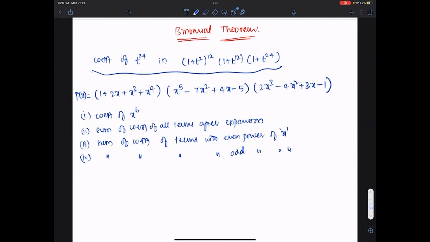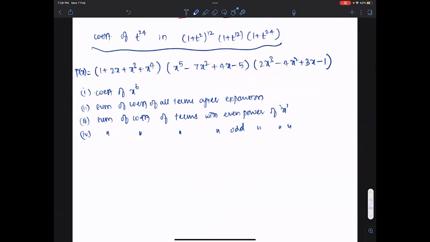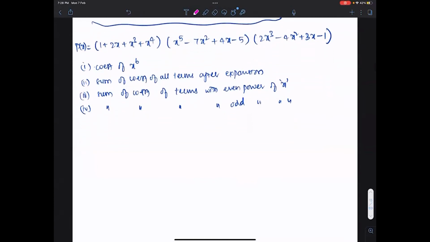Now, let us understand the first one, x power 6. See, there are three bunches, you can say. Think of it like this: three baskets are there. In each basket, there are some packets of fruits. There is one empty packet, that means 0 fruits are there. There is one packet where 1 fruit is there, one packet where 3 fruits are there, another packet where 4 fruits are there. Like that you can imagine.